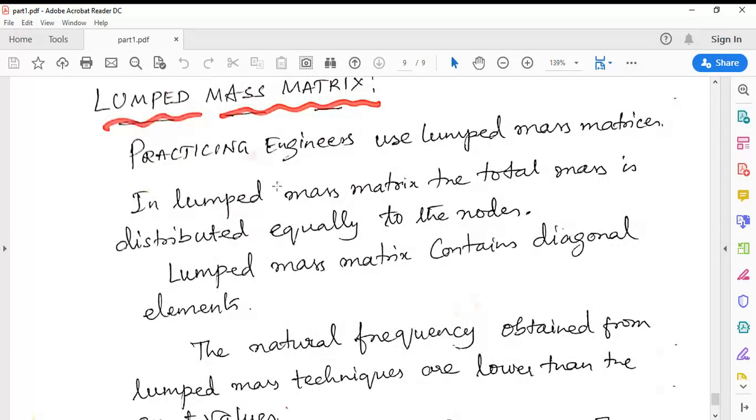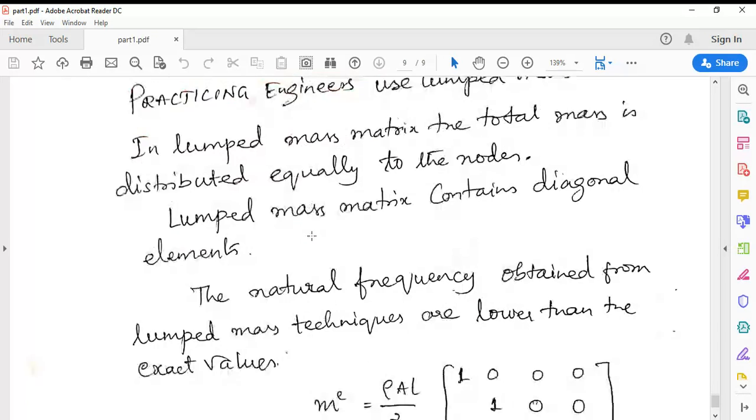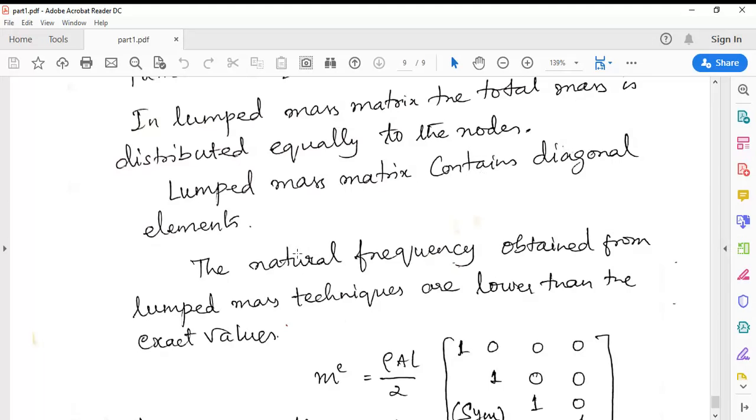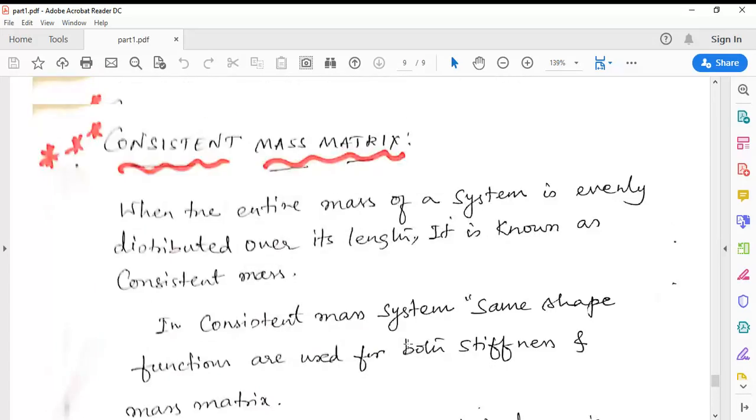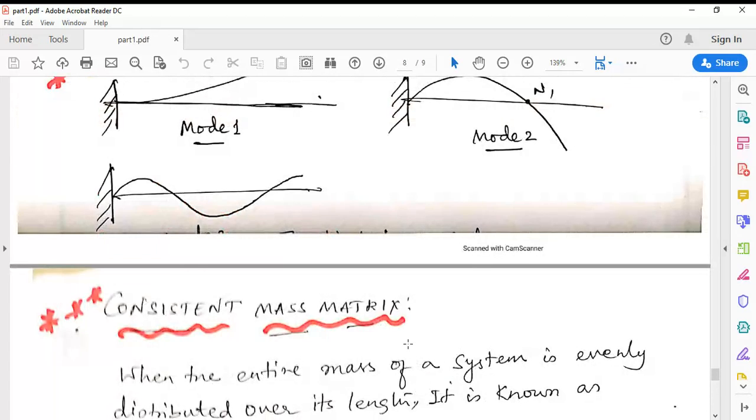There is another kind of mass matrix widely adopted by practicing engineers. They are called lumped mass matrix. Here, the total mass is distributed equally to the nodes. Lumped mass matrix generally contains diagonal elements, and the natural frequencies obtained from lumped mass techniques are lower than the exact values. A typical lumped mass matrix I've written for a truss element. Of course, I'll be deriving the consistent mass matrix for bar and truss in the next session.